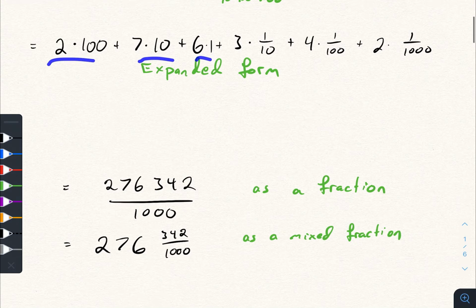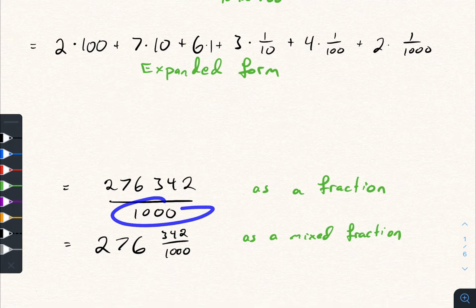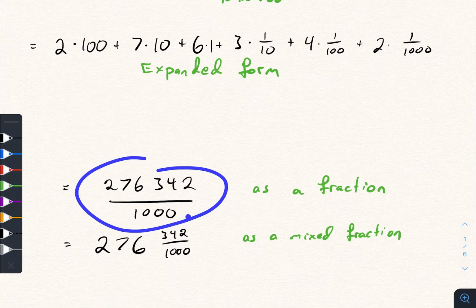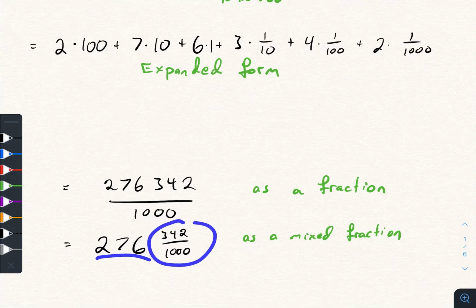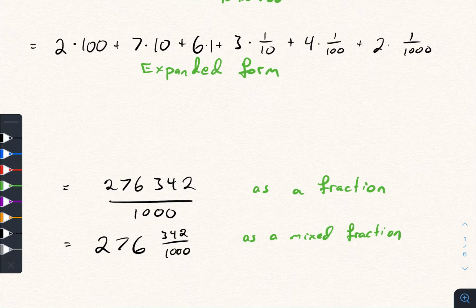So you could write this as a fraction: 276,342 over 1,000. Now this is mildly helpful. It's probably a little bit more helpful to think of this as a mixed number. So this is 276 and 342 thousandths.